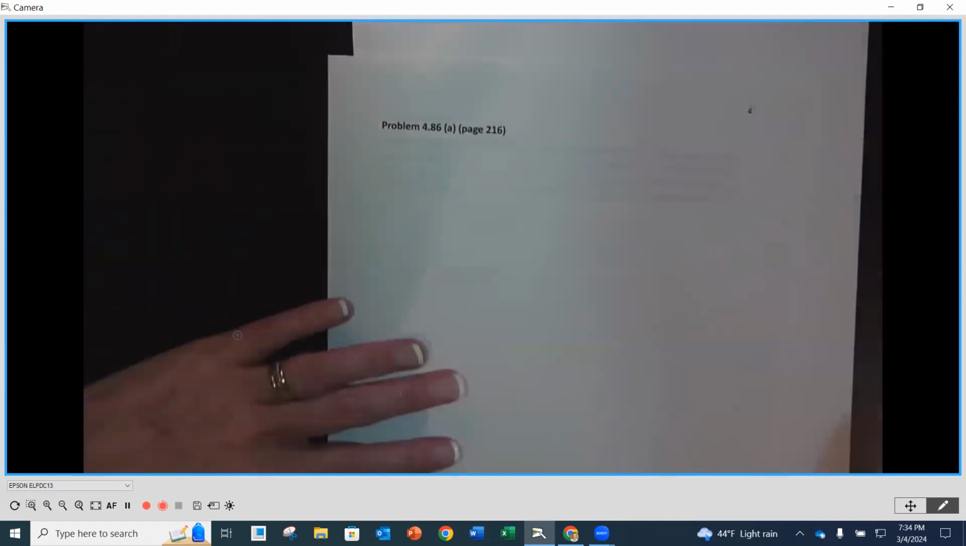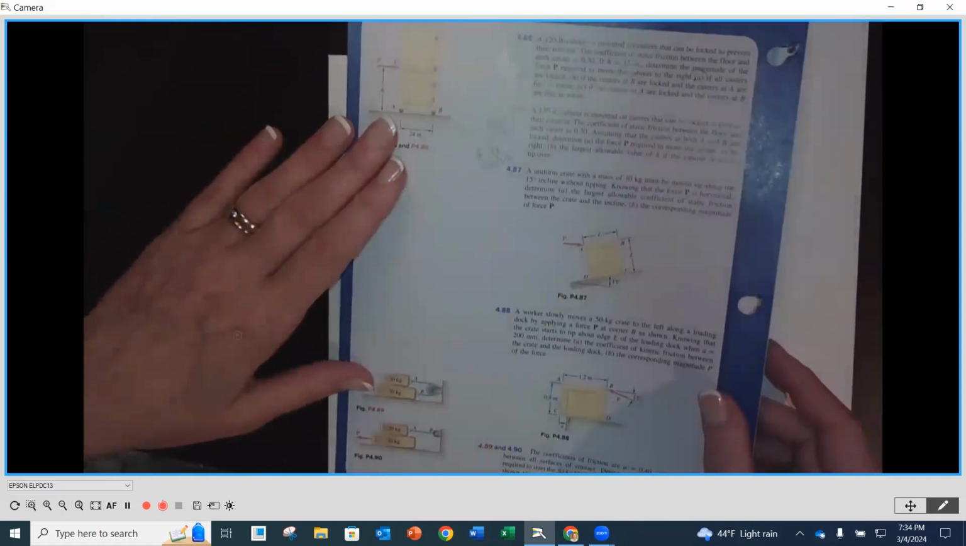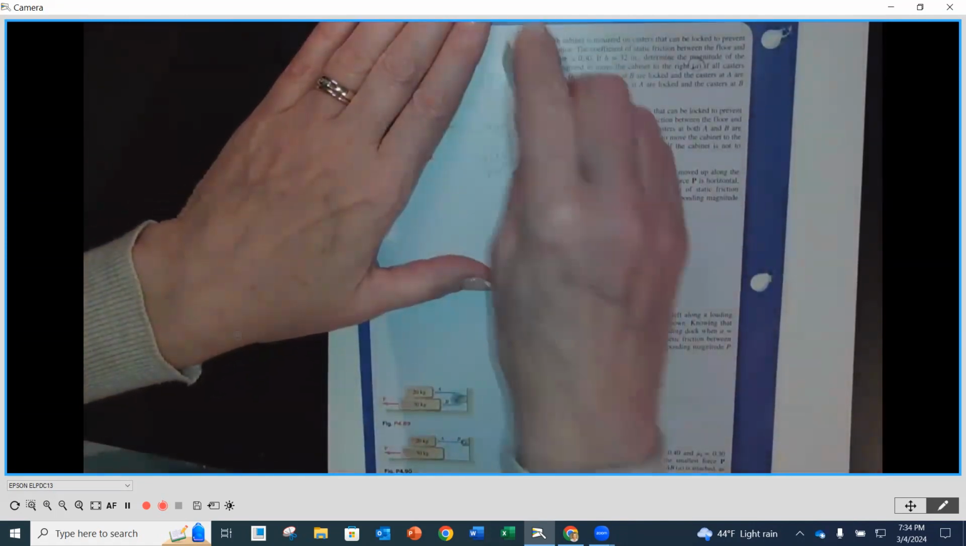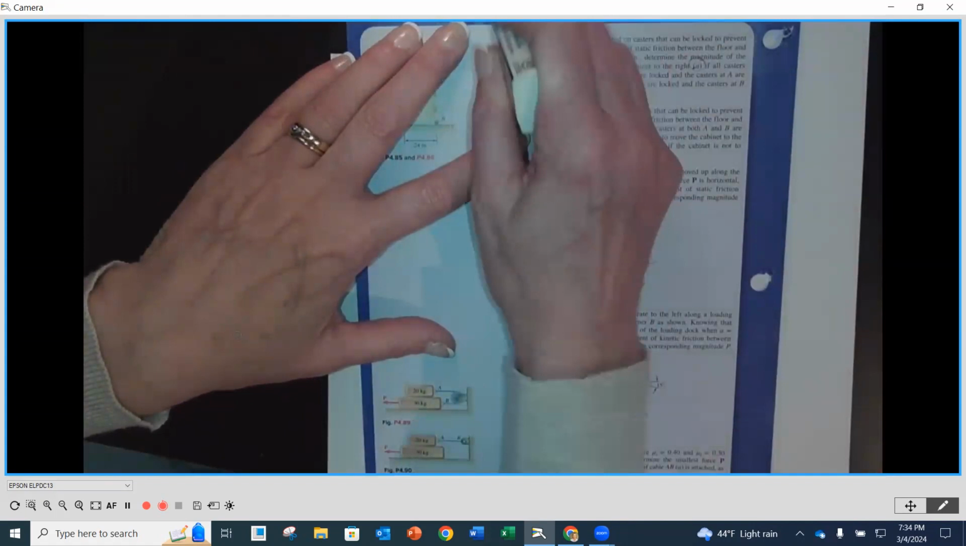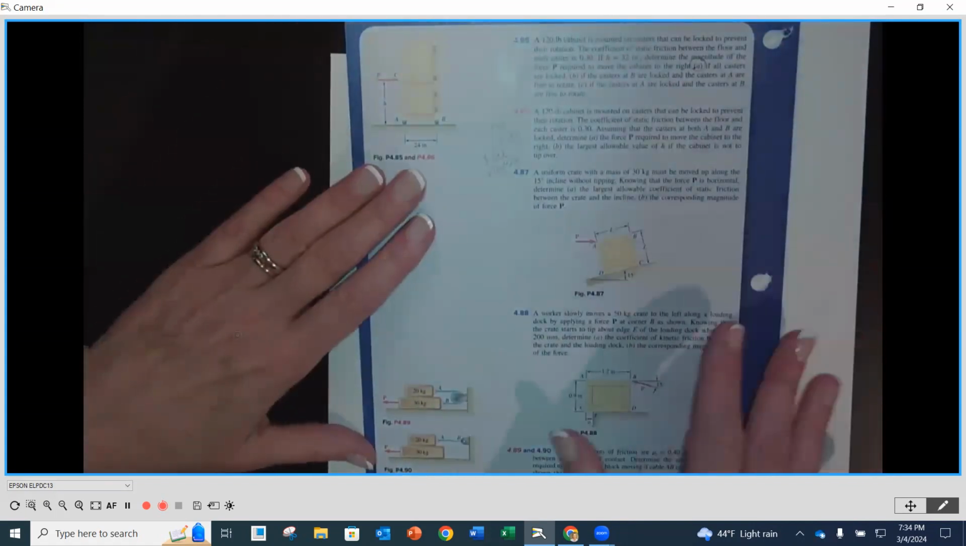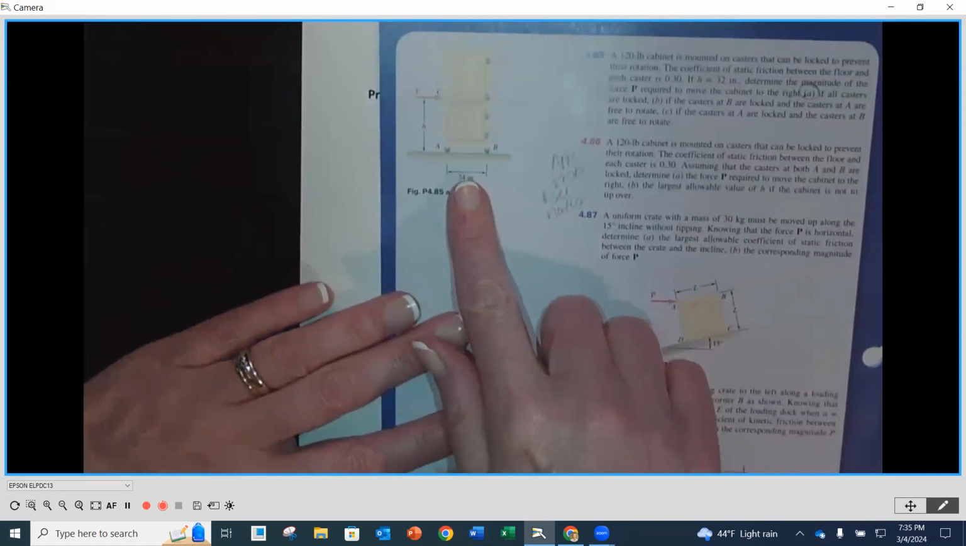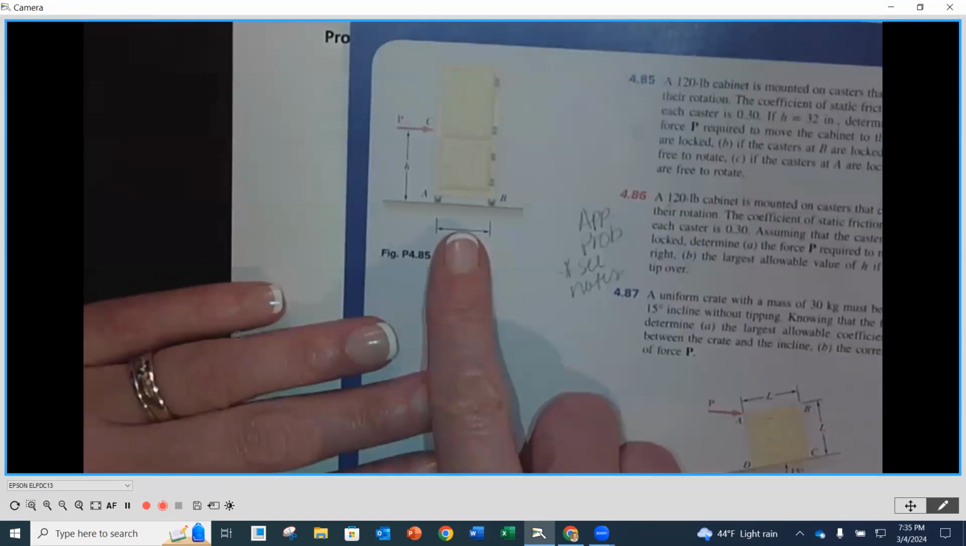All right, our next problem is going to be problem 486, part A on page 216. So what we're going to do is look at this cabinet. It's a 120-pound cabinet.